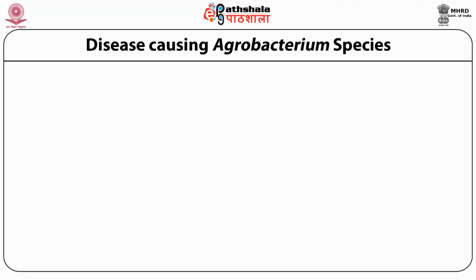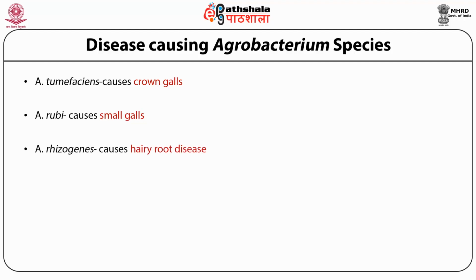There are different disease causing Agrobacterium species, and here is the list of them. Agrobacterium Tumefaciens causes crown gall disease. Agrobacterium rubi causes small galls. Agrobacterium Rhizogenes causes hairy root disease, and Agrobacterium Radiobacter species is avirulent, that means it does not cause any virulence into the host.